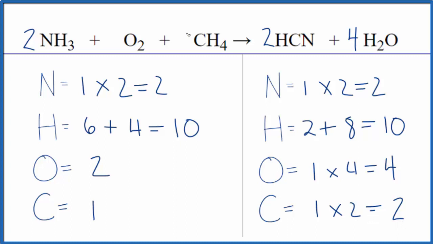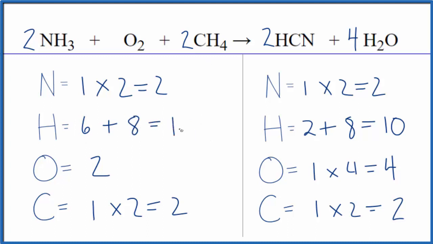All I could do is put a 2 in front of the CH4. So for the carbons, 1 times 2, that does balance the carbons, but now the hydrogens are off again. 2 times 3 is 6, plus 2 times 4, that's 8. That gives me 14 hydrogens. So now I could again fix the oxygens easily, but the hydrogens, they're off. So right now, everything but the hydrogens and oxygens are balanced. So we're actually very close.